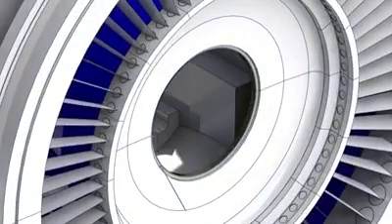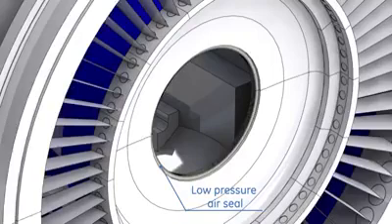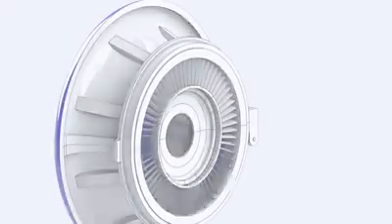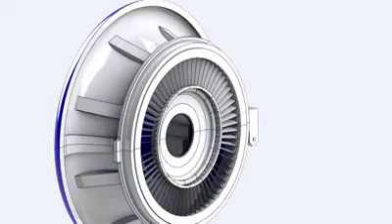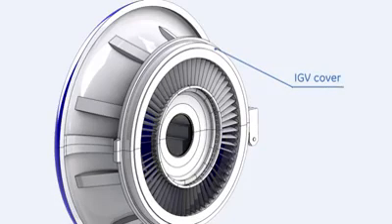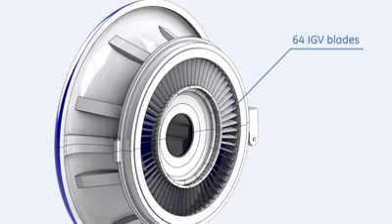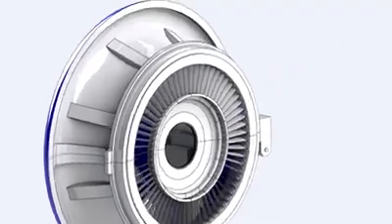A stationary labyrinth seal is installed at the aft end of the inlet casing to prevent suction of contaminants into the compressor. Variable inlet guide vanes are located at the aft end of the inlet casing. The function of these guide vanes is to control the amount of airflow across the compressor. The total number of the inlet guide vanes is 64 blades.